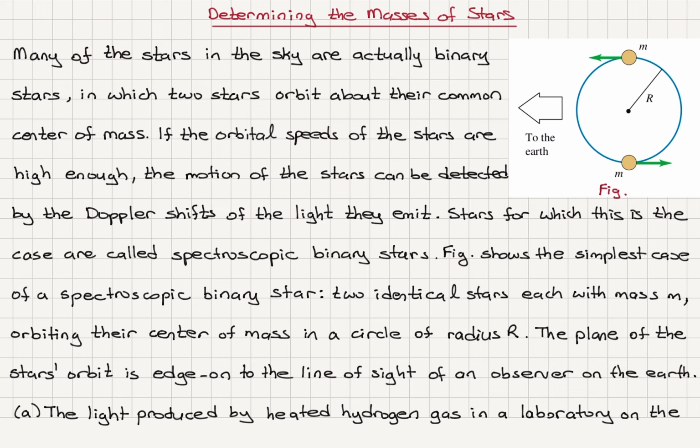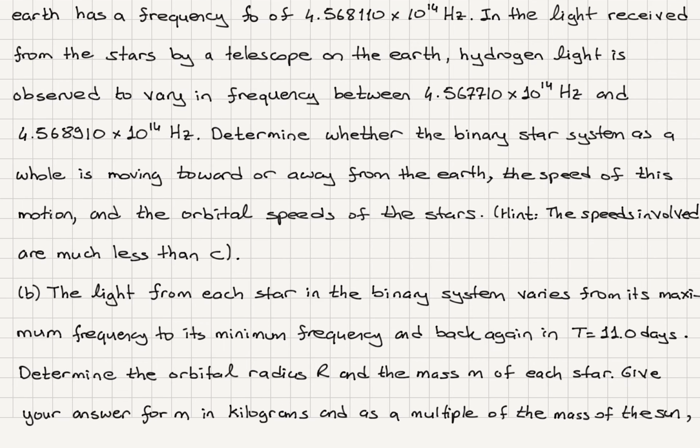The light produced by heated hydrogen gas in a laboratory on Earth has a frequency f0 of 4.56811 times 10 to the 14 Hz. In the light received from the stars by a telescope on the Earth, hydrogen light is observed to vary in frequency between 4.56771 times 10 to the 14 Hz and 4.56891 times 10 to the 14 Hz.